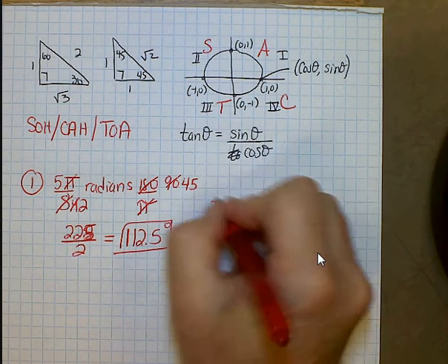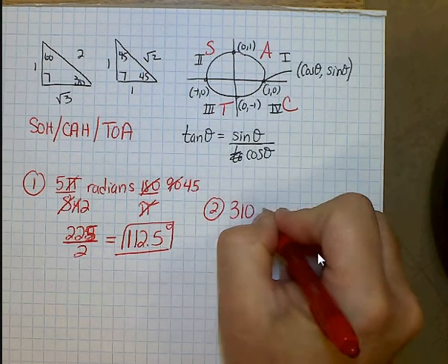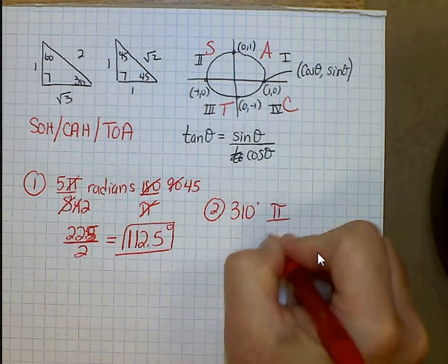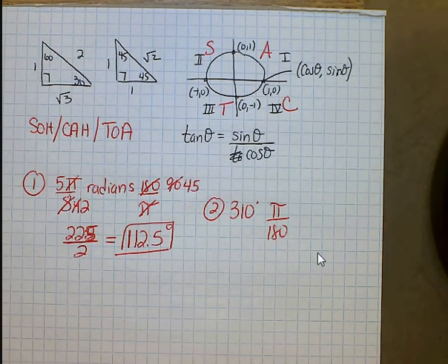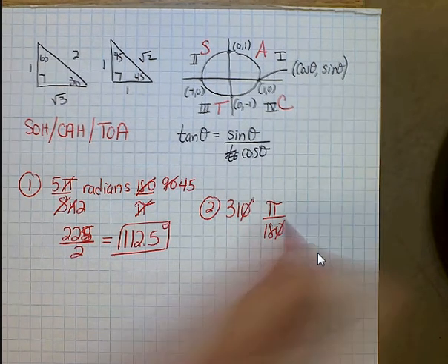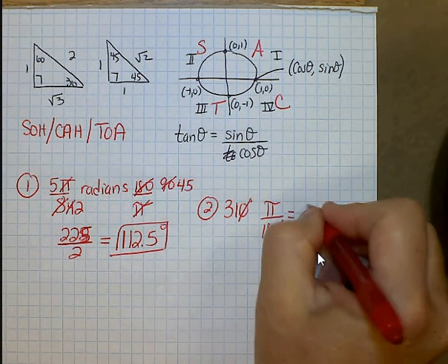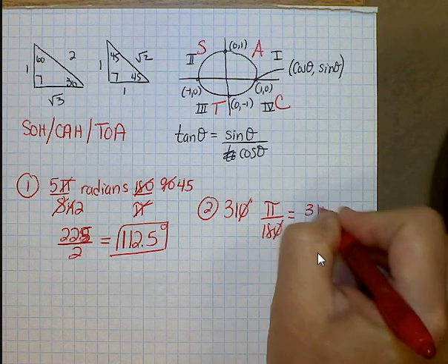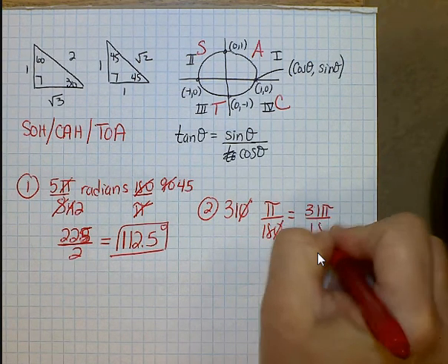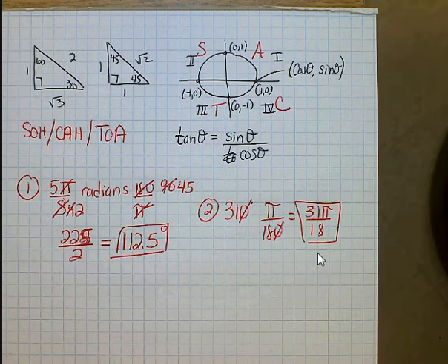Number 2, 310 degrees. Since I was giving you degrees, I wanted you to go to radian measure, so pi over 180 is what we multiply by. First of all, we can take care of the tens, each divisible by 10. Is there any number that goes into 31 and into 18? Nope, so that's my answer. Just write it: 31 pi over 18, and we're done.